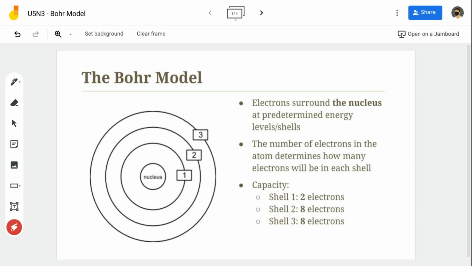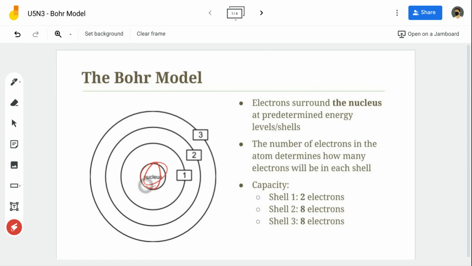These are the notes for the Bohr model. Basically, in the Bohr model, what we're going to do is represent an atom, and we're going to write down how many protons and neutrons are in the nucleus of the atom, but then we're also going to show how many electrons are in the atom and show what levels they're at, because electrons surround the nucleus at predetermined energy levels, or we call these shells.